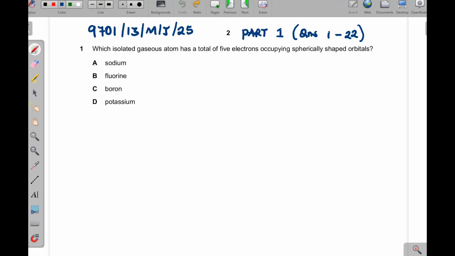This is Teacher Simon taking you through AS Chemistry paper 9701/13 for May June 2025, and this is part 1 for questions 1 to 22.